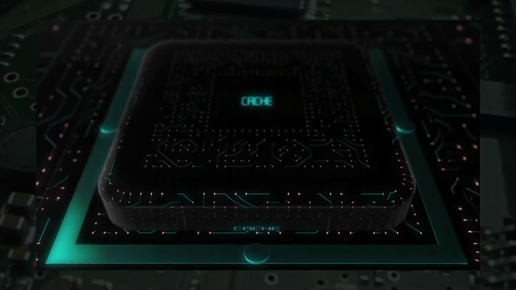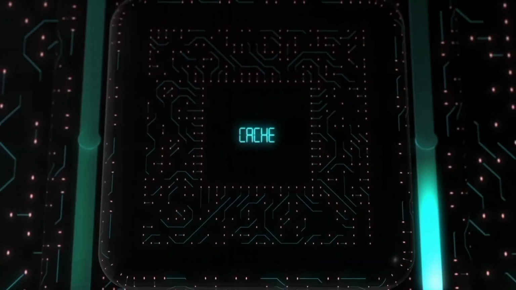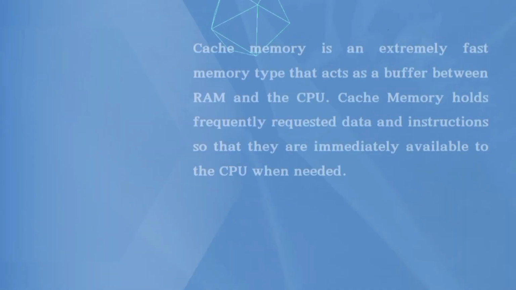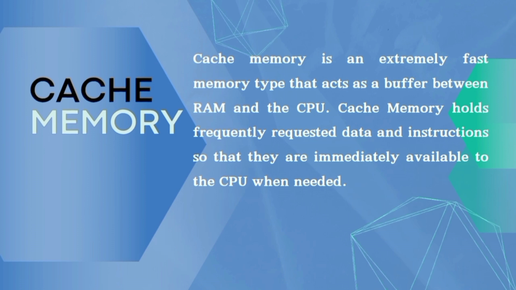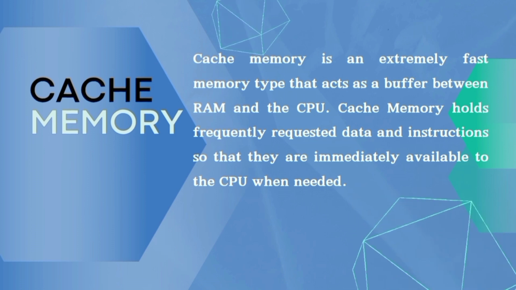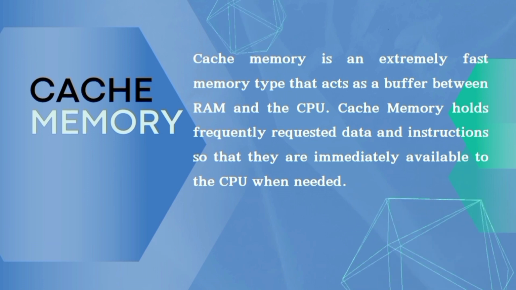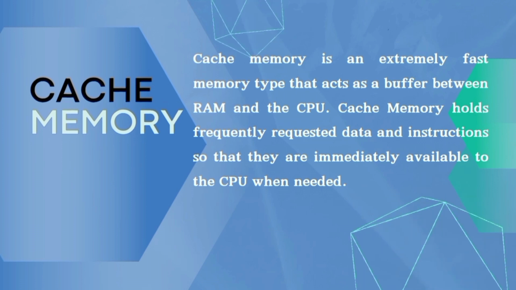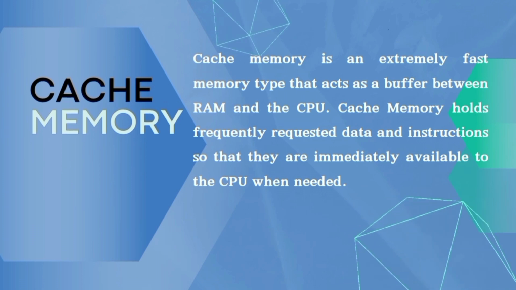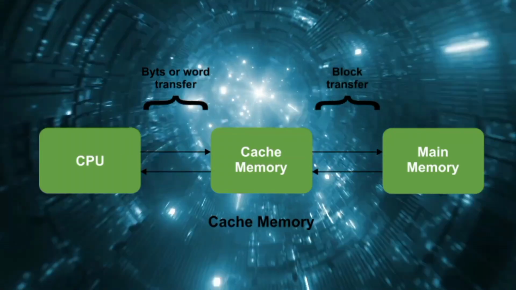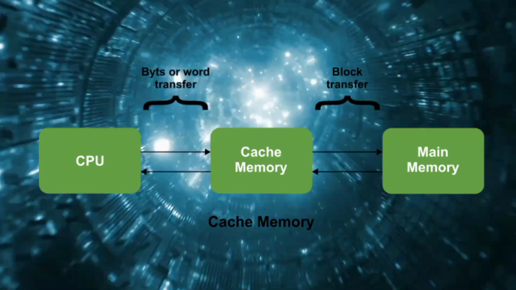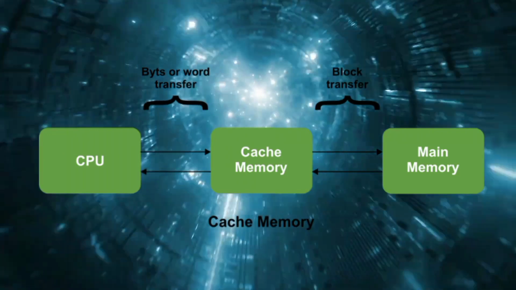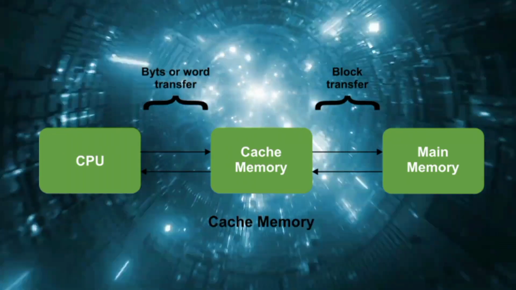Cache memory and its importance. Cache memory is an extremely fast memory type that acts as a buffer between RAM and the CPU. Cache memory holds frequently requested data and instructions so that they are immediately available to the CPU when needed. Cache memory is typically divided into three levels: L1, L2, and L3. Each level represents a different proximity to the CPU and has varying sizes and speeds.